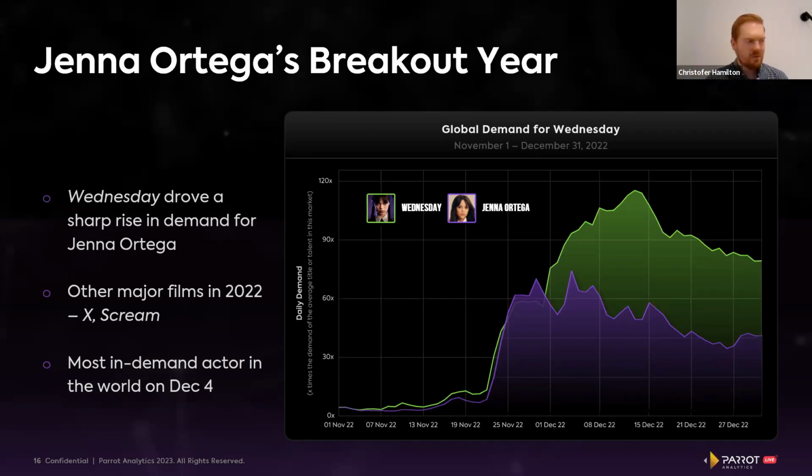This is notable because she was in a few other major projects this year. I'm thinking of the horror movies X and Scream earlier in the year, but we see that her demand, even though she was in those hugely popular projects, didn't reach this new high level. It was still pretty low, and it was only when Wednesday premiered that it spiked. And we see that her demand peaked on December 4th. And on that day, she was the most in-demand actor in the world, which is a huge accomplishment for a new upcoming star like her.